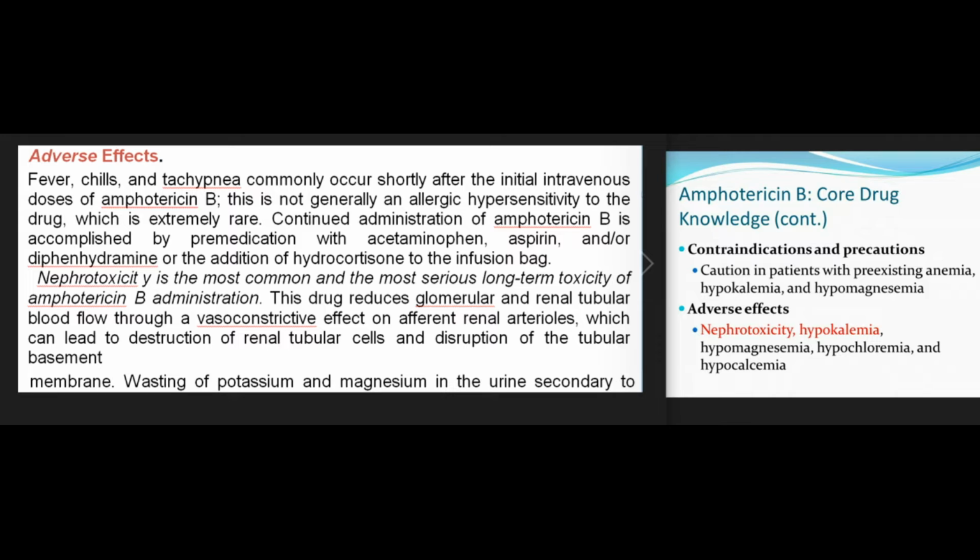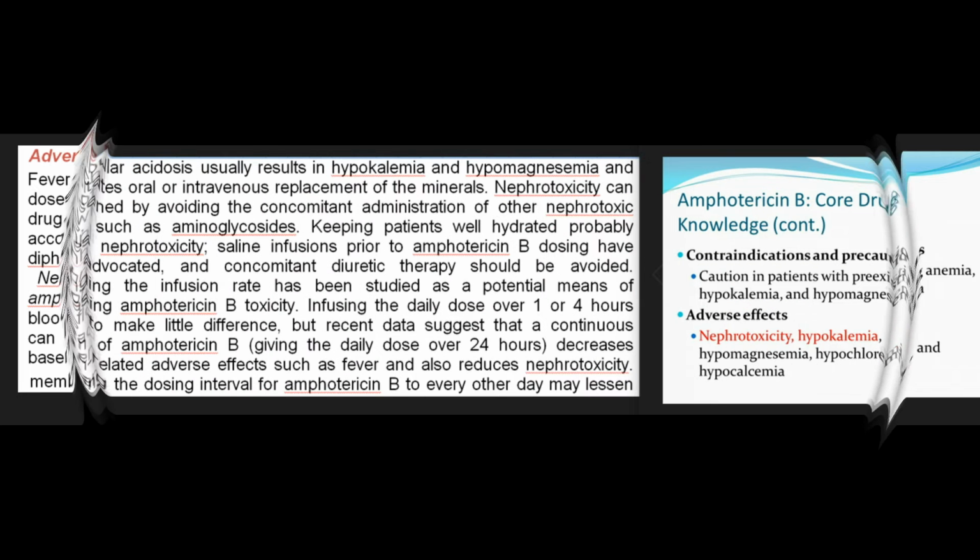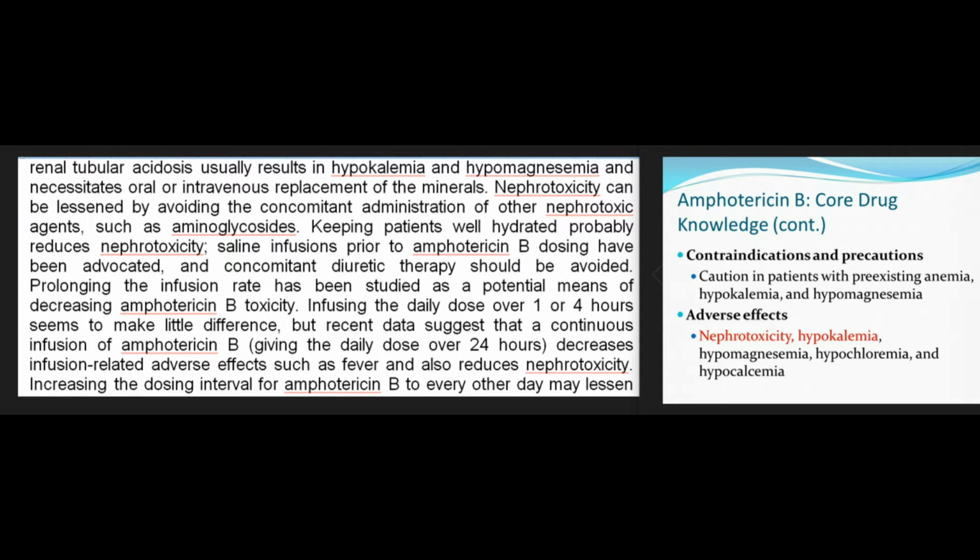Nephrotoxicity is the most common and the most serious long-term toxicity of amphotericin B administration. This drug reduces glomerular and renal tubular blood flow through a vasoconstrictive effect on afferent renal arterioles, which can lead to destruction of renal tubular cells and disruption of the tubular basement membrane. Wasting of potassium and magnesium in the urine secondary to renal tubular acidosis usually results in hypokalemia and hypomagnesemia and necessitates oral or intravenous replacement of the minerals.